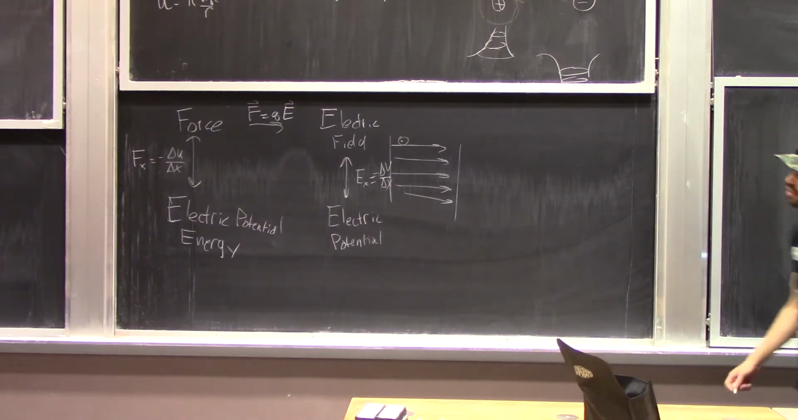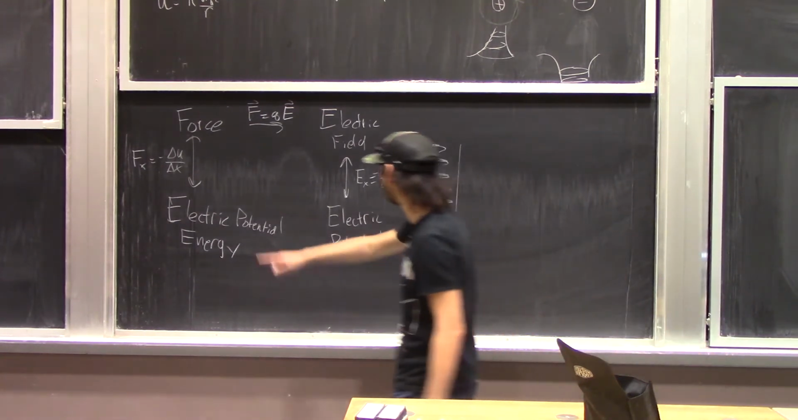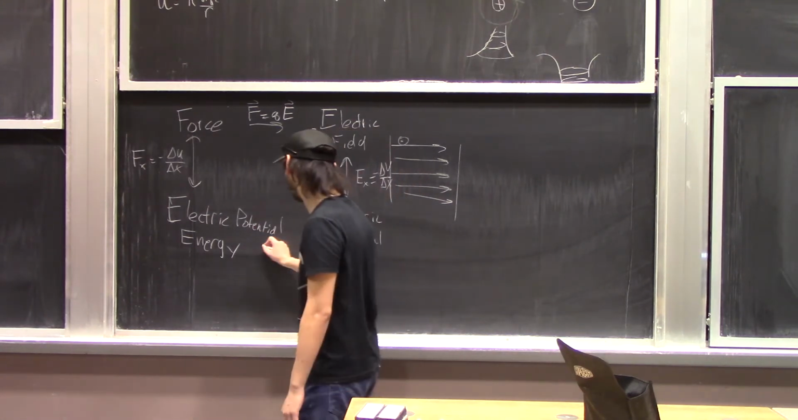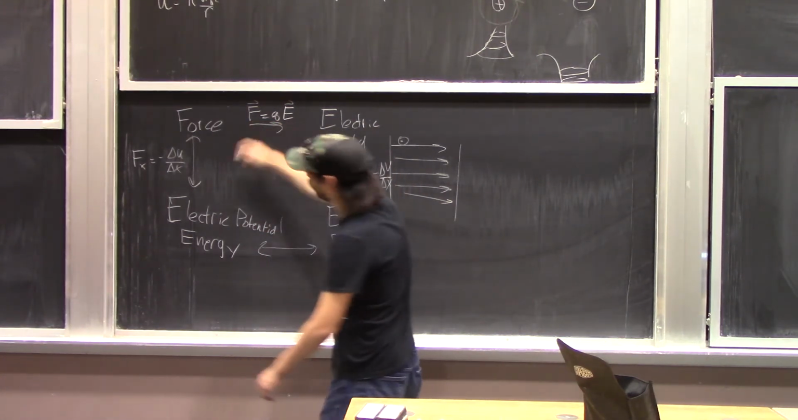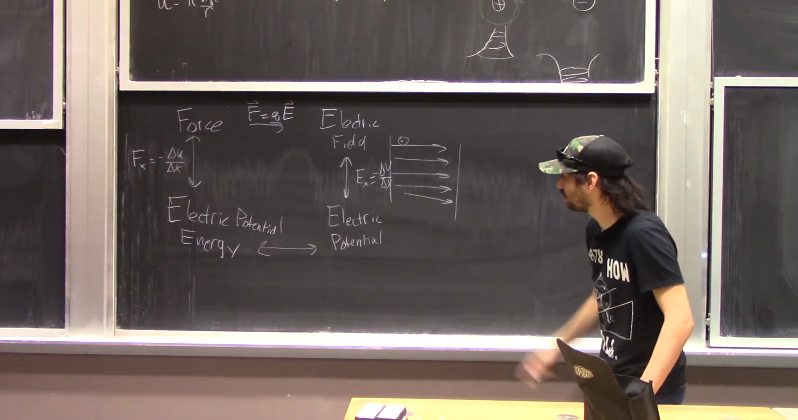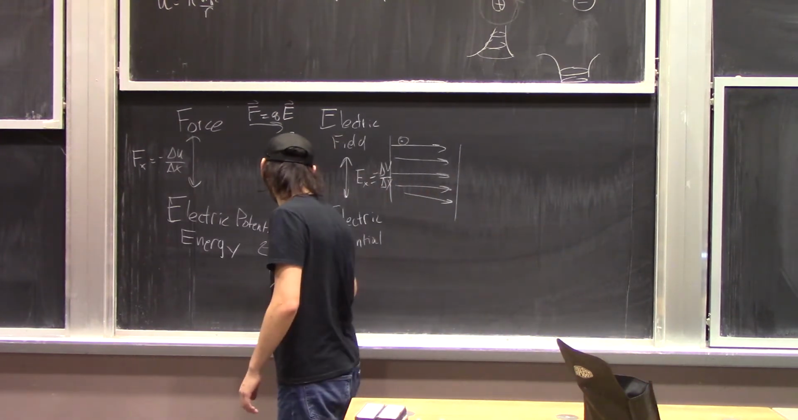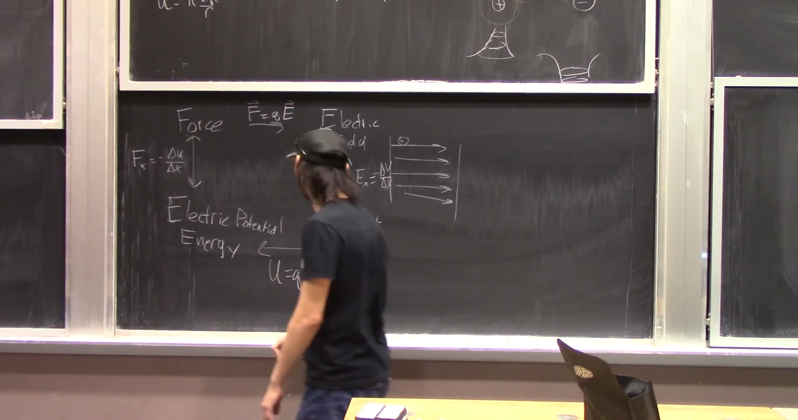Okay. Now the last relationship that we can put in is the relationship between the electric potential energy and the electric potential, and this is very similar to the one that we had between the force and the electric field. This says that U is going to be equal to Q times V.